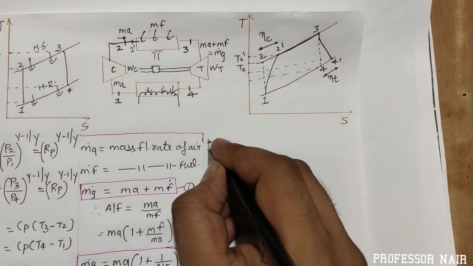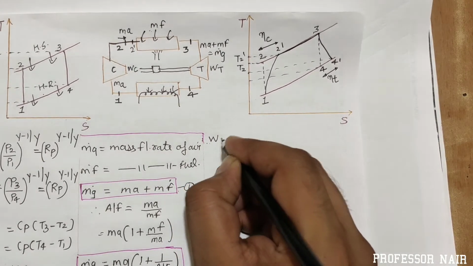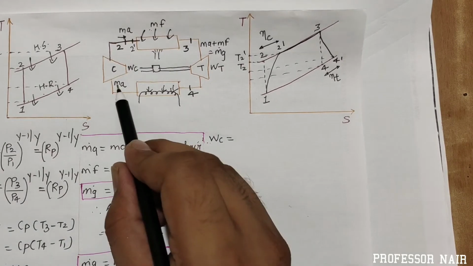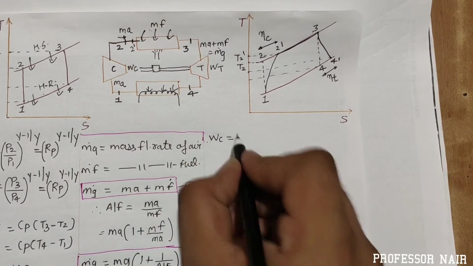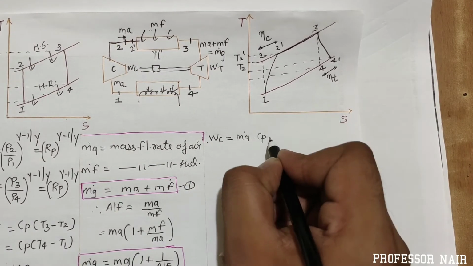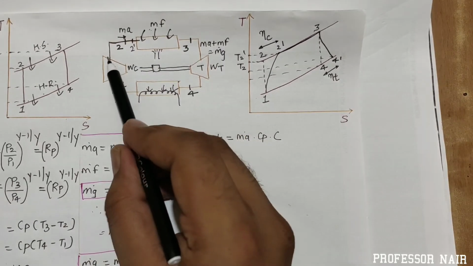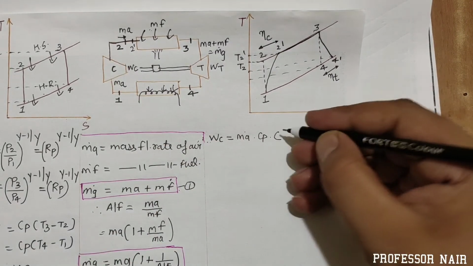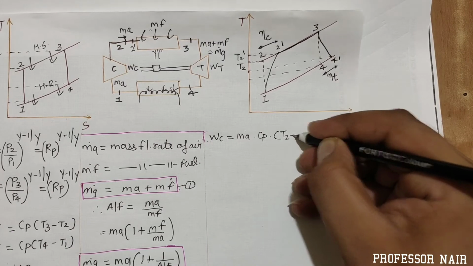Okay. So WC, again the basic formula is m Cp delta T, but which m do I have to consider here? ma. So ma into Cp into delta T. Now the compressor is working from 1 to 2, so I will write here T2 minus T1.